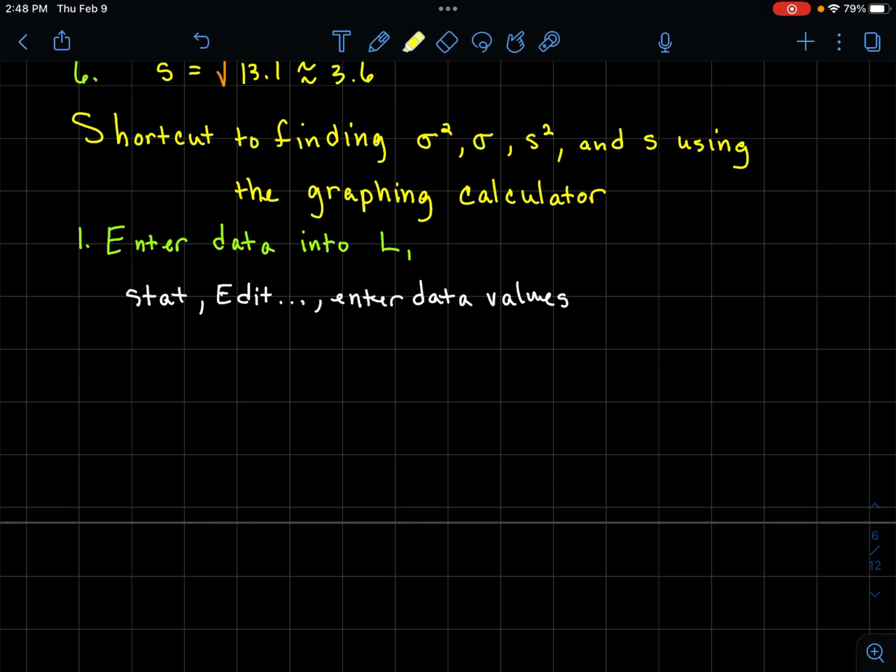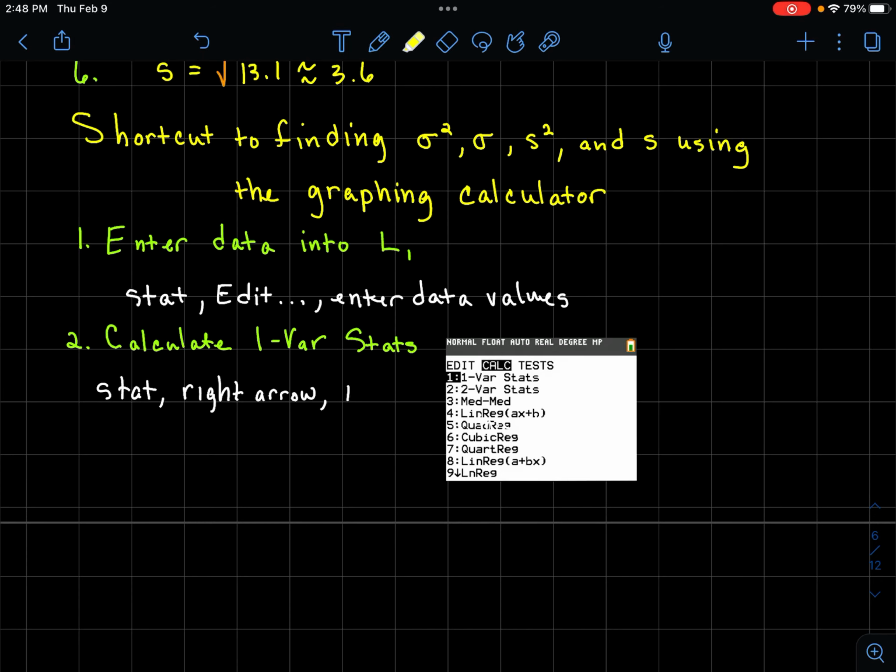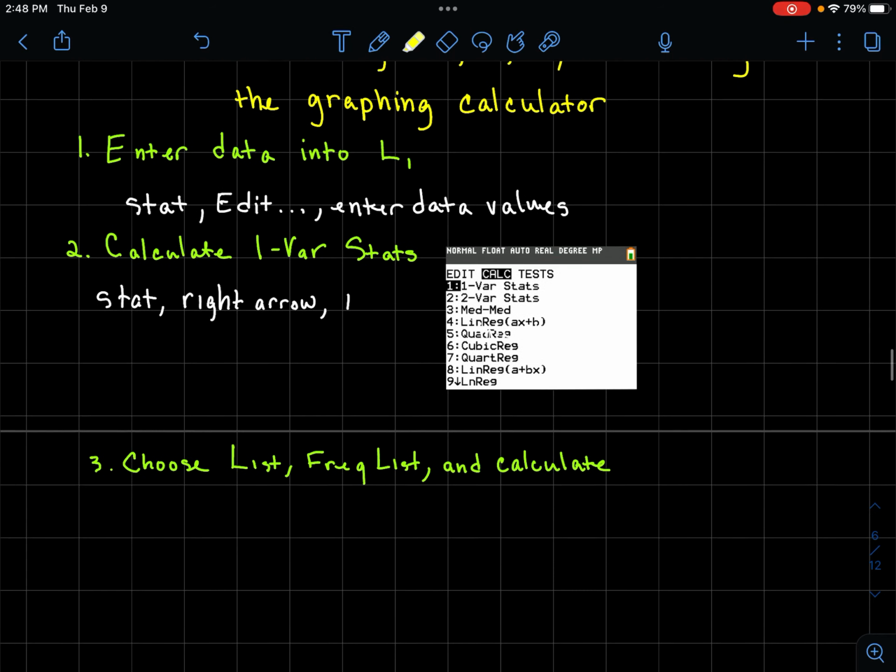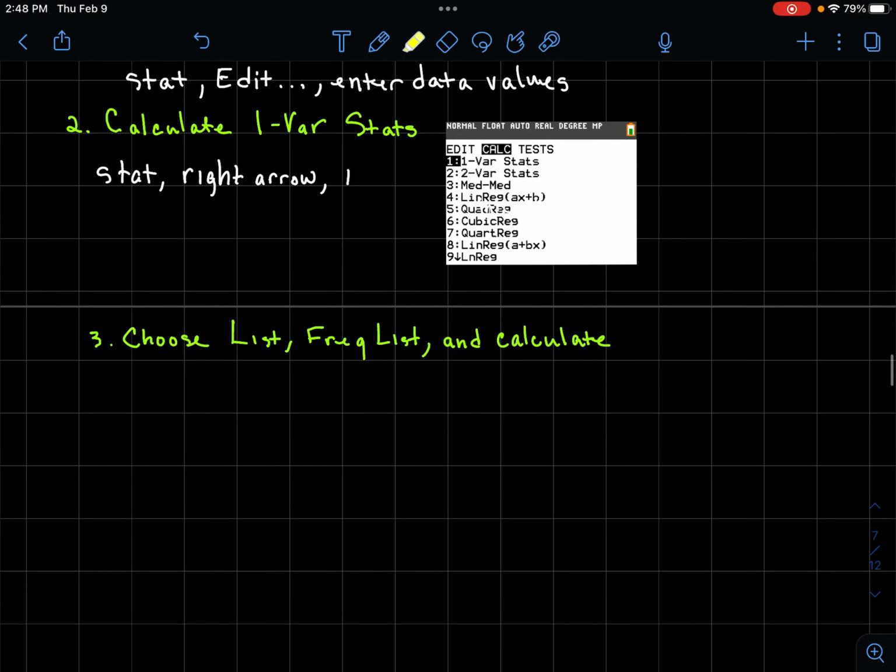With the graphing calculator, one, we need to enter our data into L1. We do that by hitting Stat, Edit, enter our data, and we've already gone over this. Second, we're going to calculate what we call one-var stats. So once we enter in our data, to do this, we're going to hit Stat, hit the right arrow, and option 1 is what we're going to pick. You should see this on your screen here, which is 1-Var Stats, one variable stat. We're only calculating with one variable.